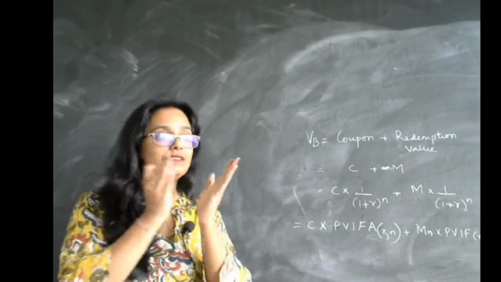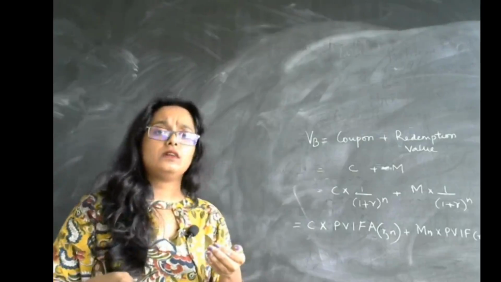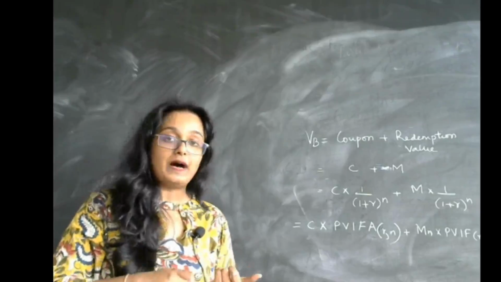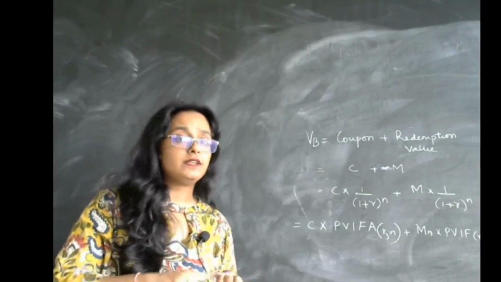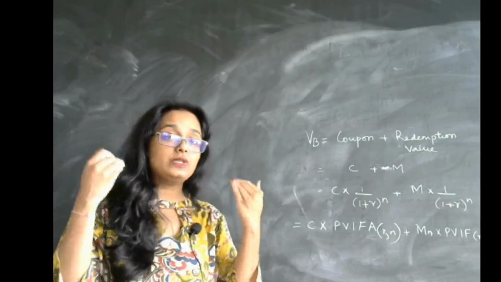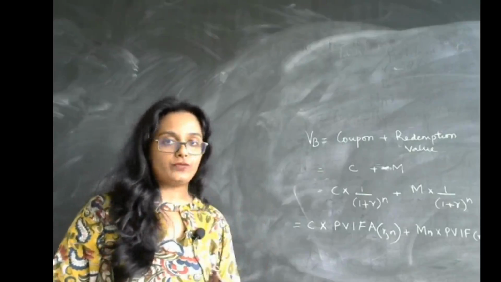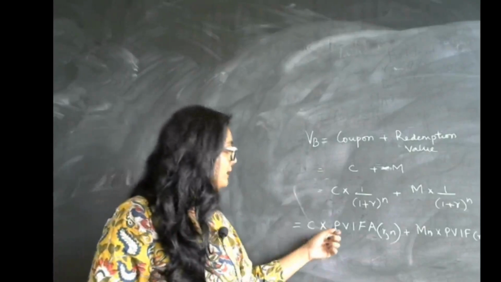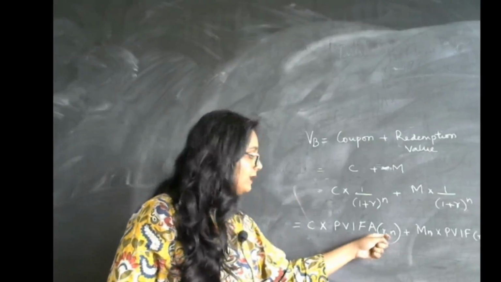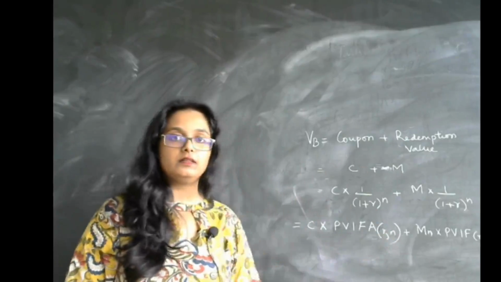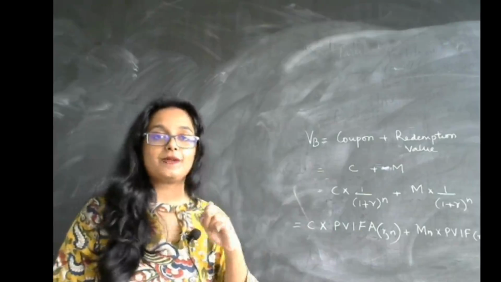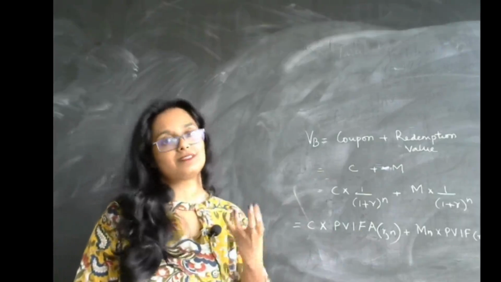Okay, so rather than calculating it for every year, because the present value factor will differ every year, isn't it? The first year the present value factor will be different, the second year it will be different, the third year it will be different. So imagine doing that for 10 years, it will take a lot of time. So rather than that, you can go for the present value interest factor annuity. Just check how much it is at the rate of r for that year and just multiply that factor with the coupon to get the present value of your coupon interest amount.